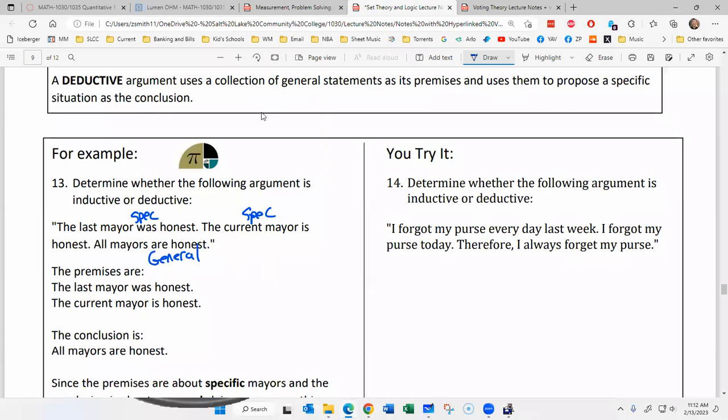I forgot my purse every day last week. Now, those are a bunch of specifics, 7 specifics. It doesn't say I always forget my purse. That would be general. I forgot my purse today, specific. Therefore, I always forget my purse, general. This is an example of an inductive argument.